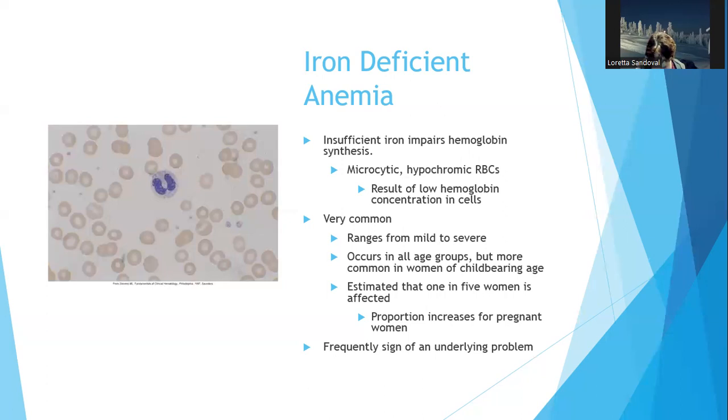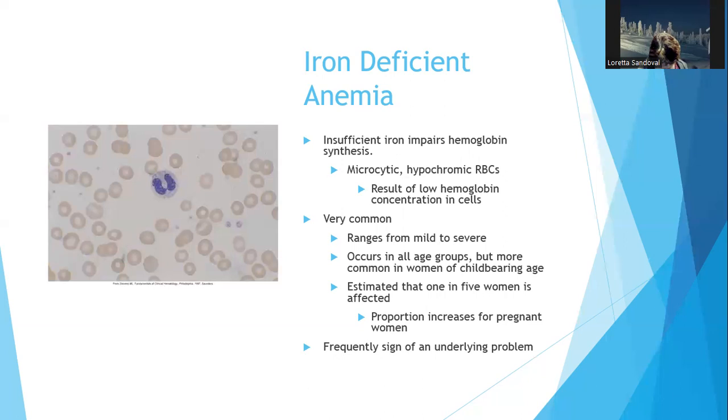Iron deficiency anemia is pretty common. It ranges from mild to severe, and it occurs in all age groups, but it more frequently occurs in women of childbearing age. Obviously, there's blood being lost every month if you're a woman of childbearing age. It's estimated that 1 in 5 women is affected, so that's a lot. The proportion of anemia increases for pregnant women because their body is building another human being. They have a lot of demands on their metabolism.